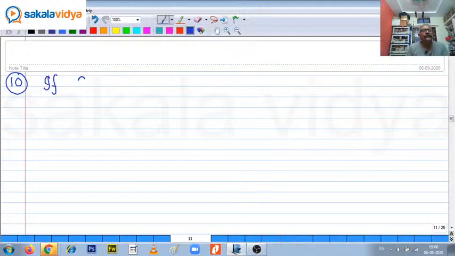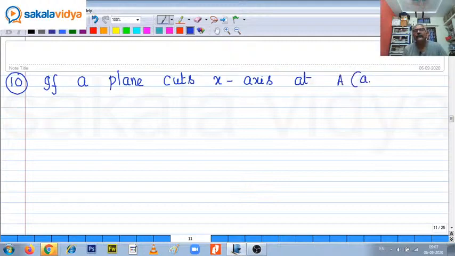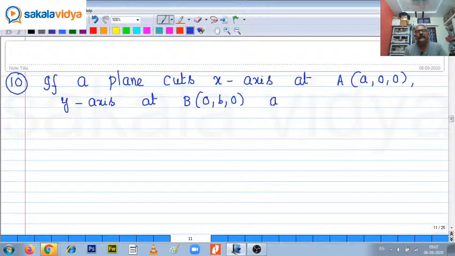See, if a plane cuts the x-axis at A, that is the point (a, 0, 0), the y-axis at B, that is (0, b, 0), and the z-axis at C, that is (0, 0, c).